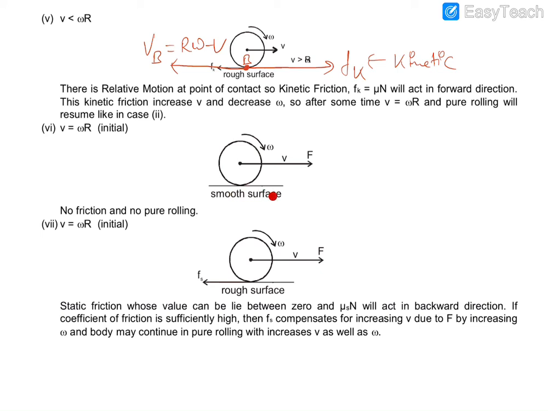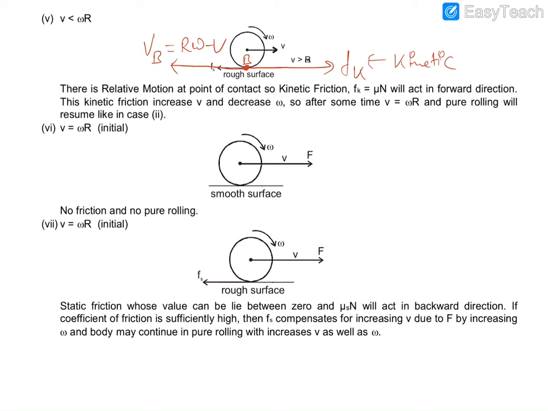Now if the surface is smooth and v is equal to r omega, then obviously there would be no friction because the surface is smooth. And if v is equal to r omega and this is a rough surface, and we are applying a force at the center of this body, then to keep this body in the state of pure rolling and to keep v always equal to r omega, a static friction would be acting on this body in the reverse direction, so that if F is increasing v, then this static friction would create some torque to increase omega, so that v should always equal r omega.